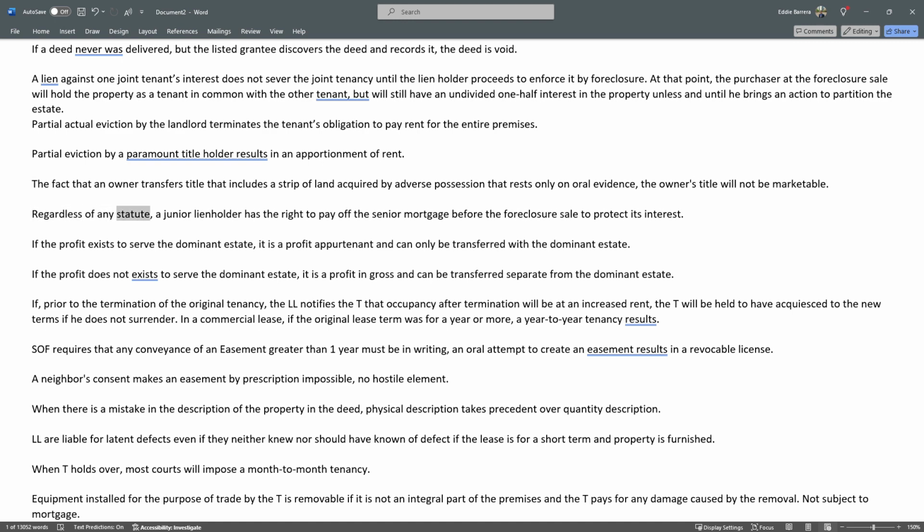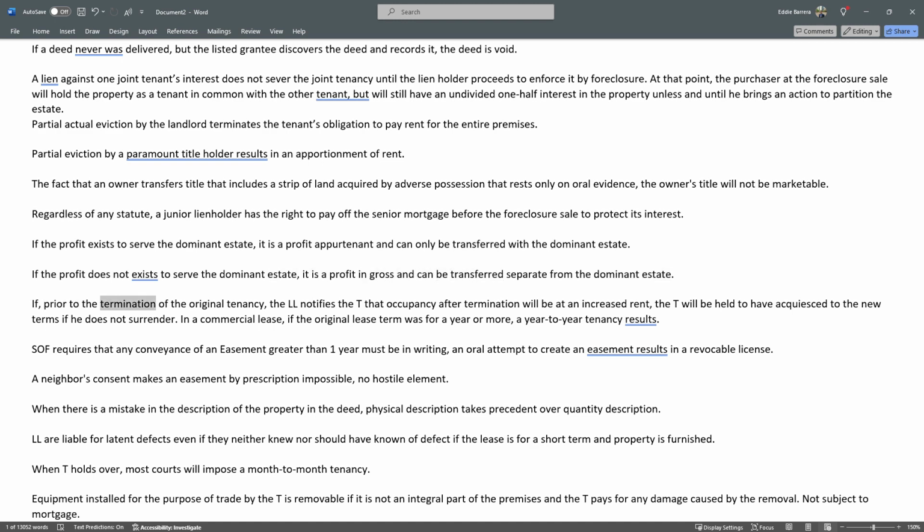Regardless of any statute, a junior lien holder has the right to pay off the senior mortgage before the foreclosure sale to protect its interest. If the profit exists to serve the dominant estate, it is a profit appurtenant and can only be transferred with the dominant estate. If the profit does not exist to serve the dominant estate, it is a profit in gross and can be transferred separate from the dominant estate.